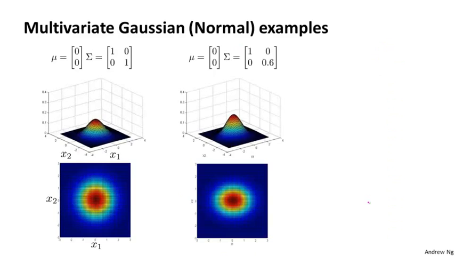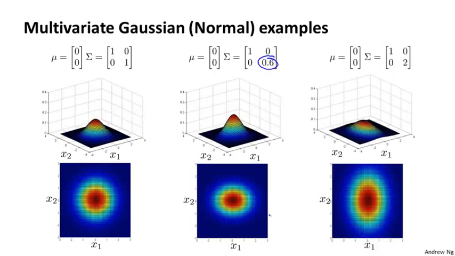And similarly, if we were to modify this element of the matrix instead, then similar to the previous slide, except that here we're playing around. Here we're saying that x2 can take on a very small range of values, and so here this is 0.6, where notice now x2 tends to take on a much smaller range of values than the original example. Whereas if we were to set sigma to equal 2, then that's like saying that x2 has a much larger range of values.